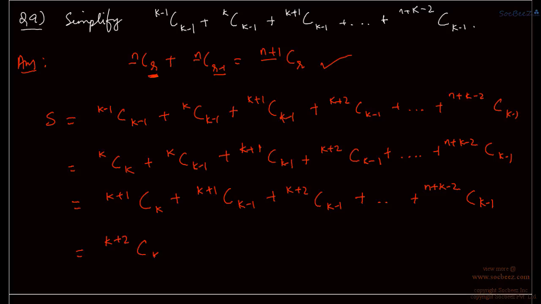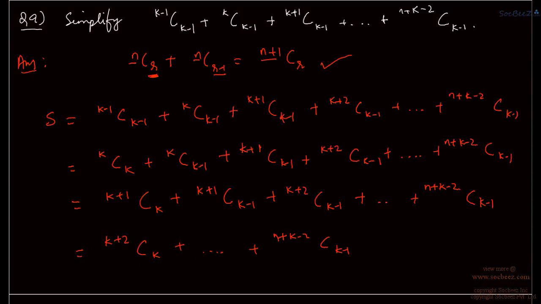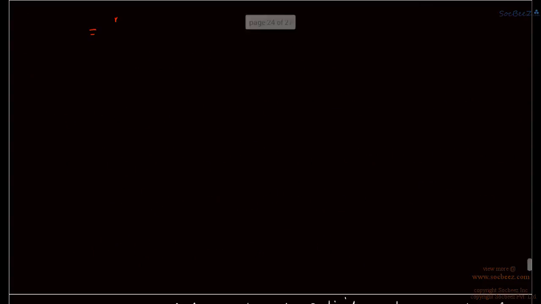Well, so next one, we see that this becomes k plus 2 ck, right? And then, since all of these terms had k minus 1 objects to be chosen, and since the number of objects was increasing one by one, our little manipulation here actually comes to the rescue. In the last term we would have n plus k minus 2 ck plus n plus k minus 2 ck minus 1.